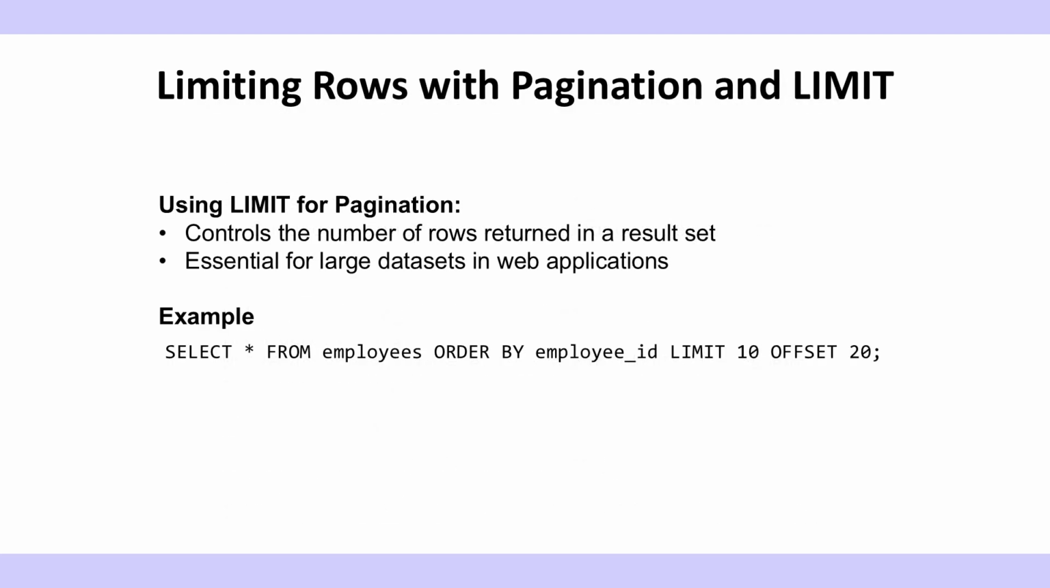When querying large datasets, it's often useful to limit the number of rows returned, especially for pagination in web applications. Use the limit clause to control the number of rows retrieved, and make sure to use an indexed column for ordering the data. This query retrieves 10 employees starting from the 21st row because of offset 20. It orders the employees by employee ID and then uses the limit clause to get only 10 rows. This is often used for pagination to show limited results at a time, for example, for pages in a web app.